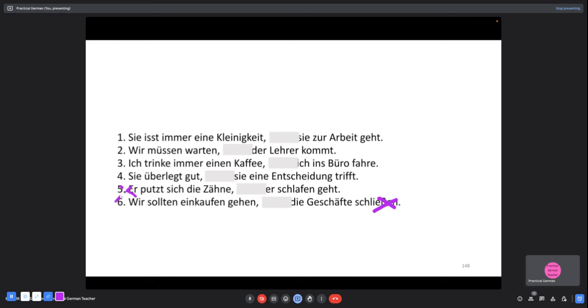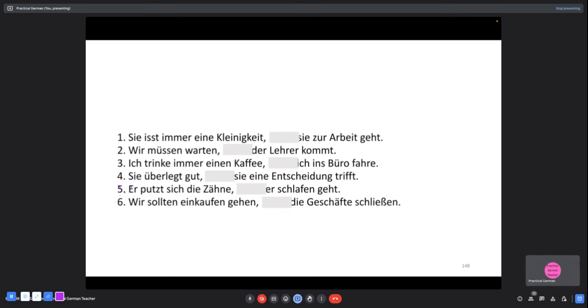The first one is before, I believe. You can read the complete sentence. Sie isst immer eine Kleinigkeit, bevor sie zur Arbeit geht. Correct. What am I trying to say? So she always eats something, a snack or something, before she goes to the job. Correct. You can continue, if no one else wants to answer.